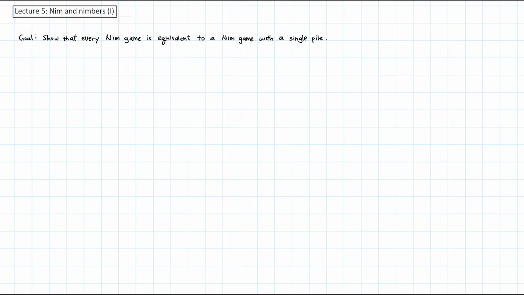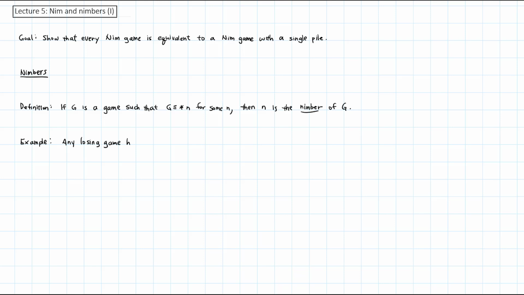Now, ultimately, we want to prove that every impartial game, not just NIM games, is equivalent to a NIM game with a single pile. So here is a definition that will be useful. If G is a game such that G is equivalent to star n for some n, then n is called the nimber of G. For example, any losing game has nimber 0. That is something we proved earlier. Now, as an exercise, show that the notion of nimber is well defined. That is, it is not possible for a game to have more than one nimber.